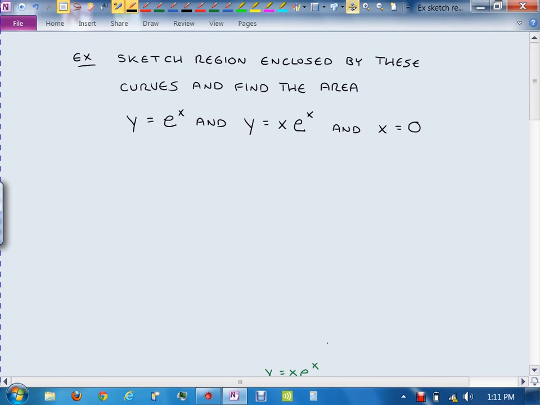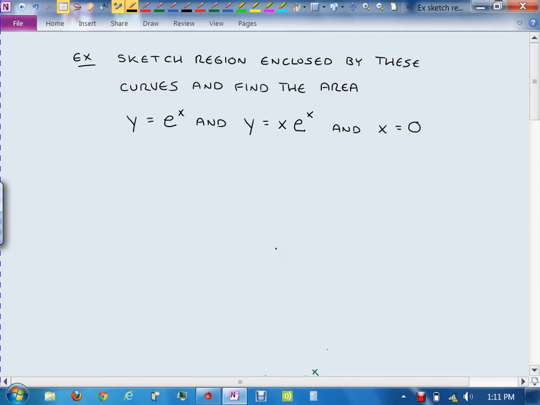Sketch the region enclosed by these curves and find the area. So same thing. With a quick inspection, can somebody tell me what the rectangles are going to be? Are they going to be vertical or horizontal rectangles here? Vertical, because you can solve the equations for y, right? If you can solve the equations for y, then the rectangles will be dx's, which are vertical.